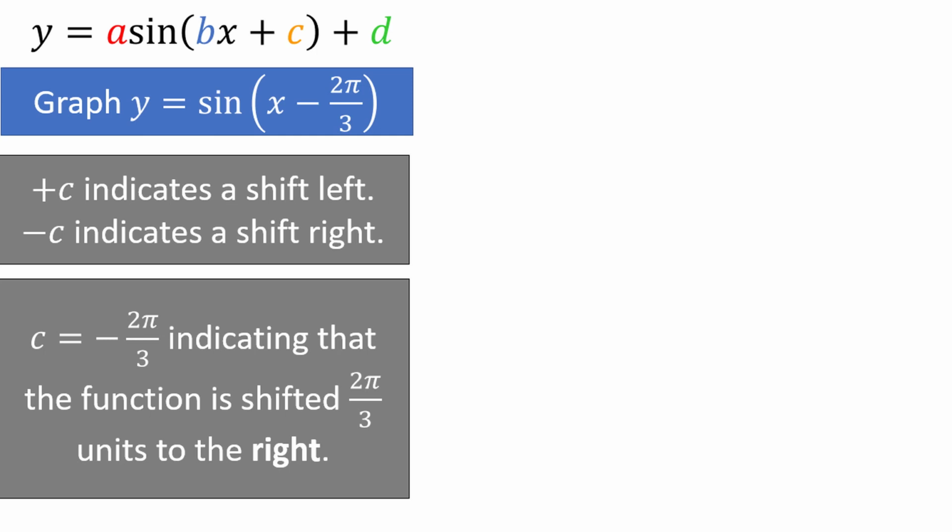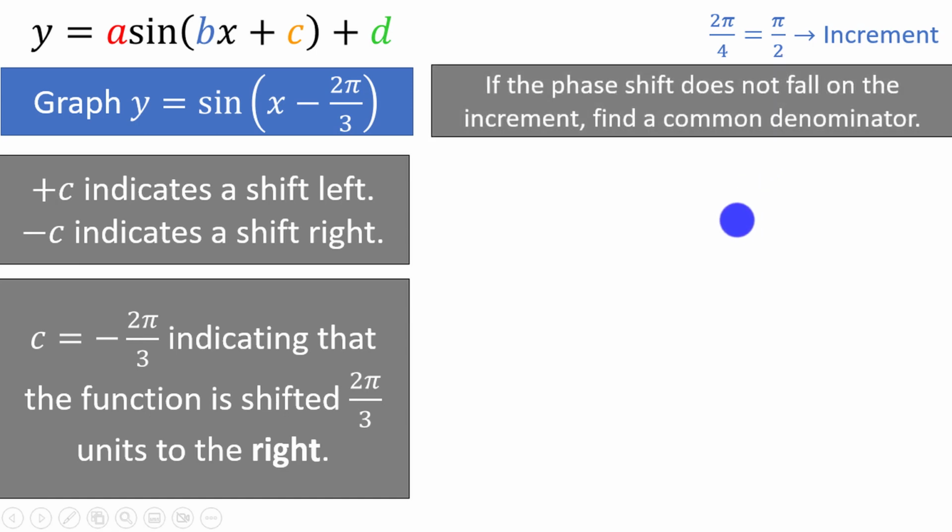The period of sine is 2 pi, so we will have important points on the graph at 1/4 of the period, which is just pi over 2. In this case, the phase shift does not fall exactly on the period. Pi over 2 does not have the same denominator as negative 2 pi over 3. If the phase shift does not fall on the increment, you should find a common denominator. 2 pi over 3 is the same thing as 4 pi over 6. Our increment of pi over 2 can be written as 3 pi over 6. Now we have a common denominator.